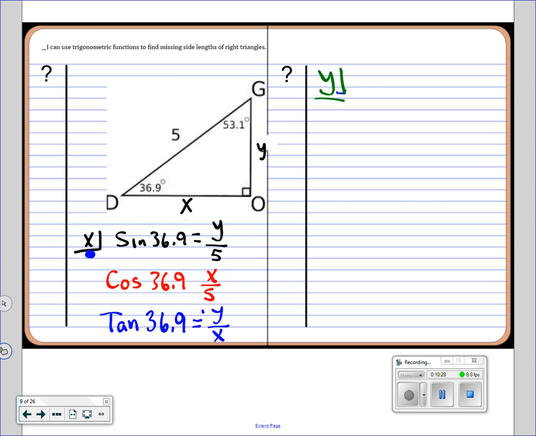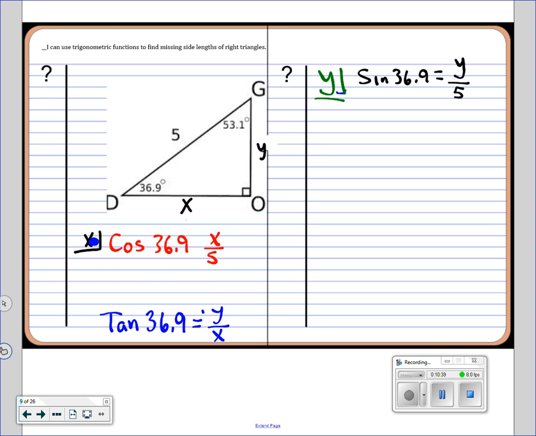That doesn't belong over here, but belongs over here. That's an equation that'll help me find y. This equation here is the one I want. This equation here is going to cause me trouble because it has two unknowns.